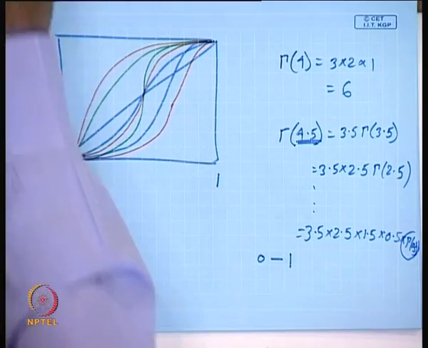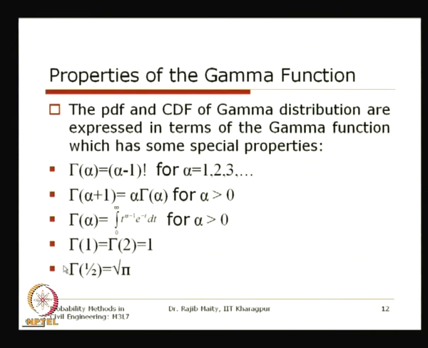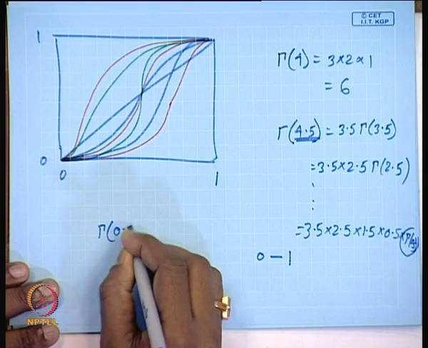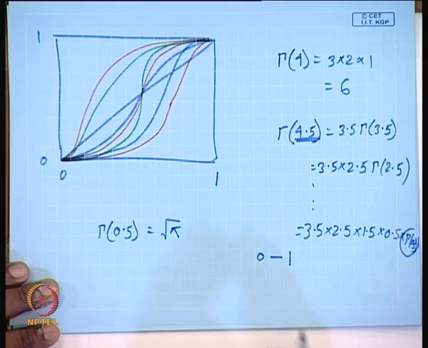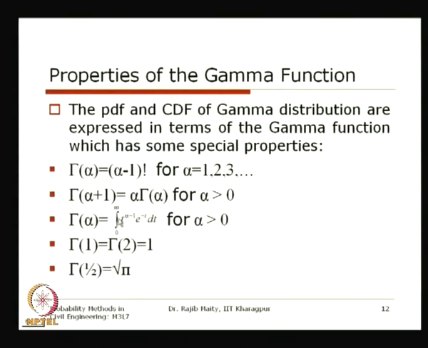One special thing is that gamma half, this gamma 0.5, is equal to square root pi. This is known, and other values can be obtained through numerical integration. This is not a closed form integration. This can be obtained from the numerical integration from 0 to infinity of t power alpha minus 1 exponential minus t dt, and this is generally available from some standard probability table as well.